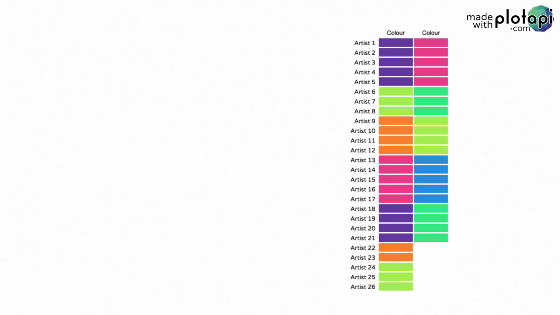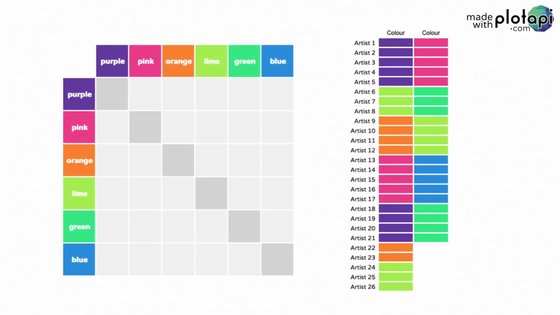Let's wrangle this data into the structure required by our chord diagram, which in this case is a co-occurrence matrix. The co-occurrence matrix stores the frequency of co-occurrences between our entities, which in this case are the colors. As you can see, we've symmetrically labeled the columns and the rows with the names of our colors. Let's try filling in the values for artist 1.